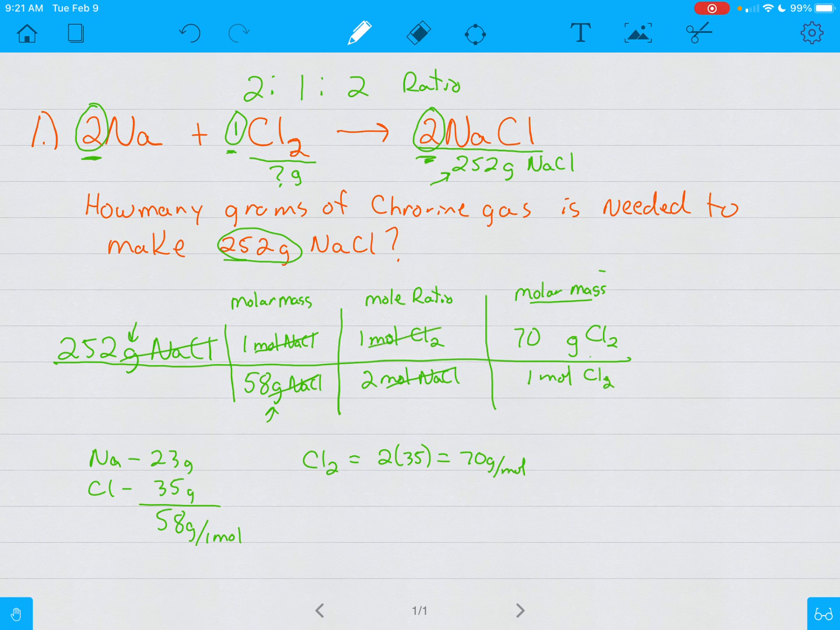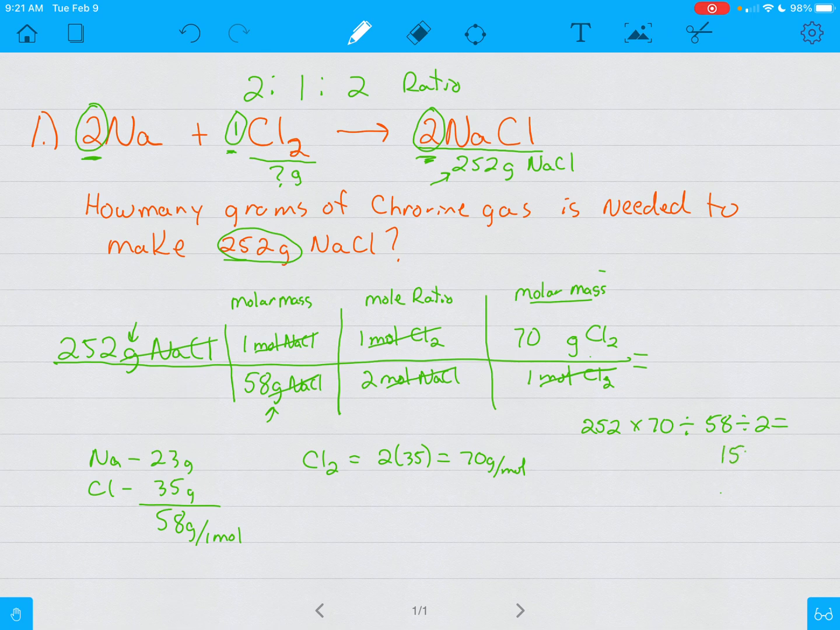And check it out, moles are going to cancel, and that's how I know that I want to put moles on the bottom. Now that I have all of this done, all I have to do next is the math. Well, on a calculator, it would be 252 times 70 divide by 58 divide by 2 and then equal. And I haven't done the math yet, so let's do it right now. Put that into my calculator. I just kind of made up numbers as I went. So 252 times 70 divide by 58 divide by 2, and I'm going to get 152.